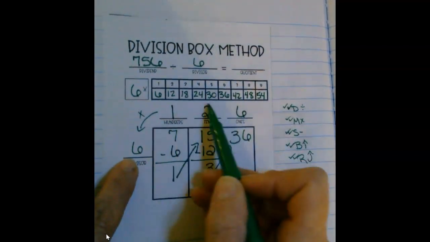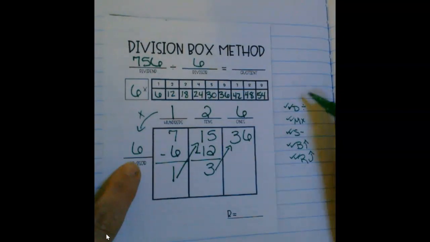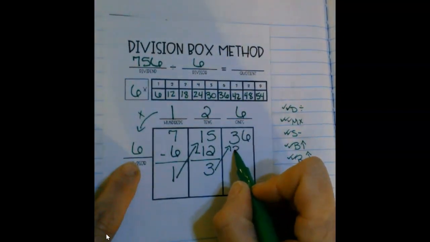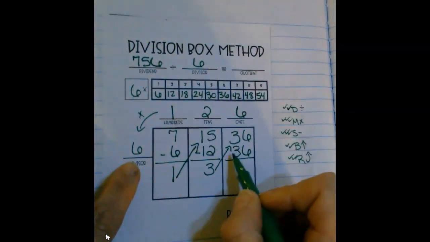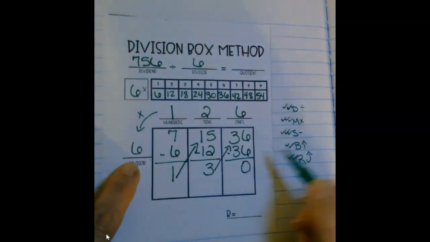So if I go ahead and do this first, I don't really have to even think about it. All right, so I've divided. Now I'm going to multiply. 6 times 6 is 36. Very good. Next, I'm going to subtract. 36 minus 36 is going to be 0.